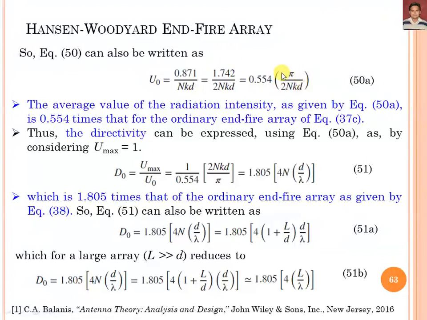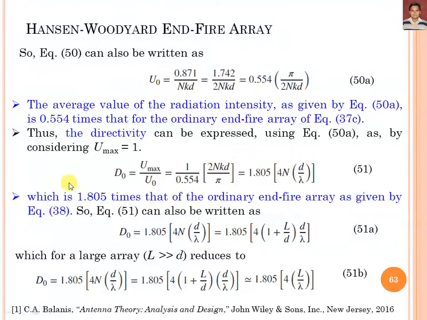So pi upon 2nkd is the end-fire array U naught, which is 0.554 times. And the directivity can be expressed using equation 50, by considering U maximum equal to 1, so D naught equal to 1.8054 nd by lambda. As you can see, the directivity of the end-fire array is 4nd by lambda, and this is 1.805 times.